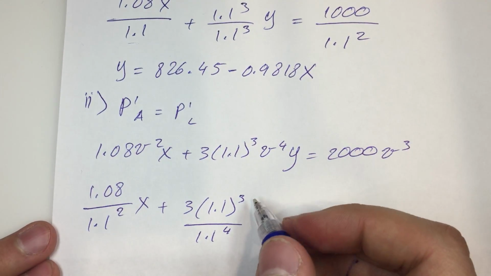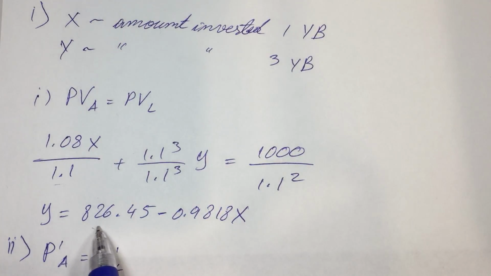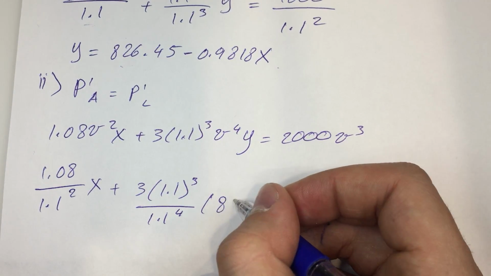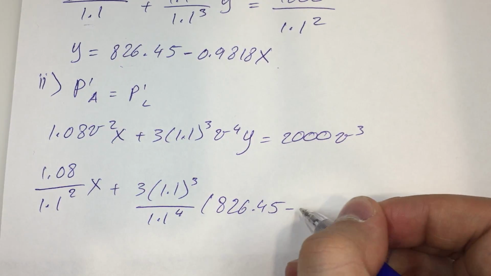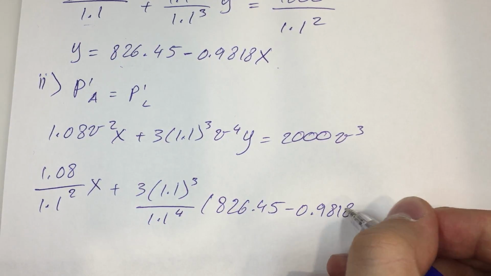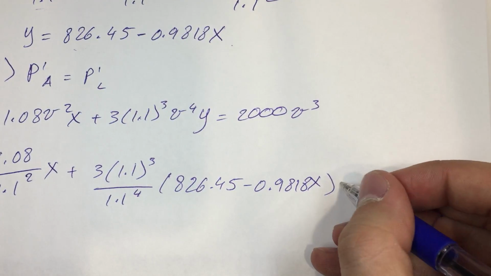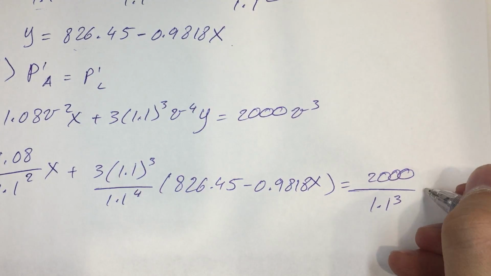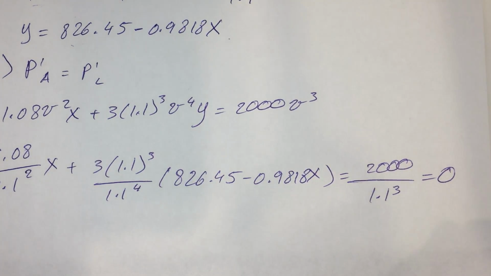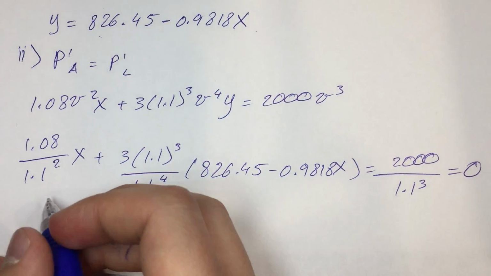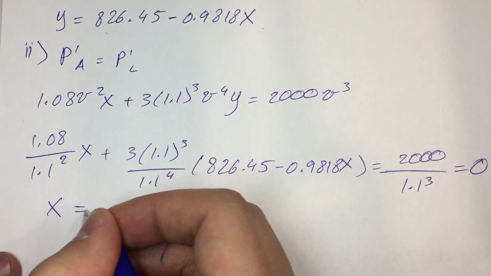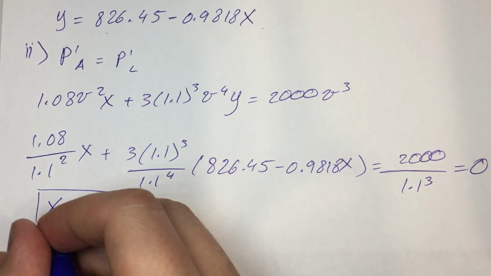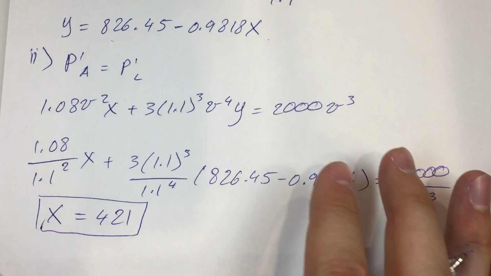So now instead of y, we're going to use the equation in terms of x. So this gets multiplied by 826.45 minus 0.9818x, which should all equal the derivative of your liability. Now, some simple algebra can help you figure out x, and you will get your final answer of x being $421, and that is the amount invested in the 1-year bond.